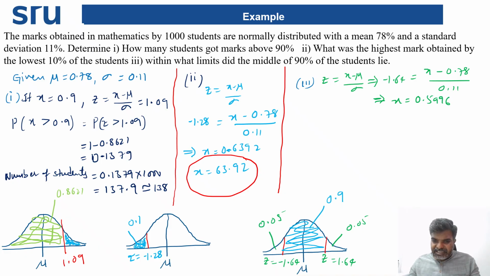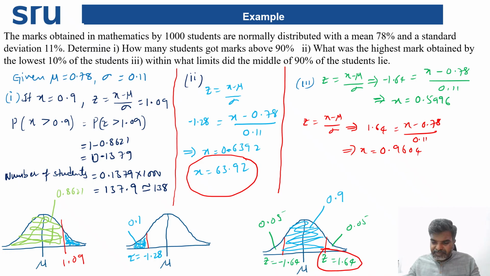Okay, similarly for the second bound, the right side bound for this region. This one is the right side bound. Now, again the same formula, Z equal to X minus mu by sigma. So Z equal to 1.64 equal to X minus 0.78 by 0.11. By solving this, we can find X equal to 0.9604. Okay, now what are the bounds for this 90% range? These are in percentage, so you have to convert the decimals into numbers.